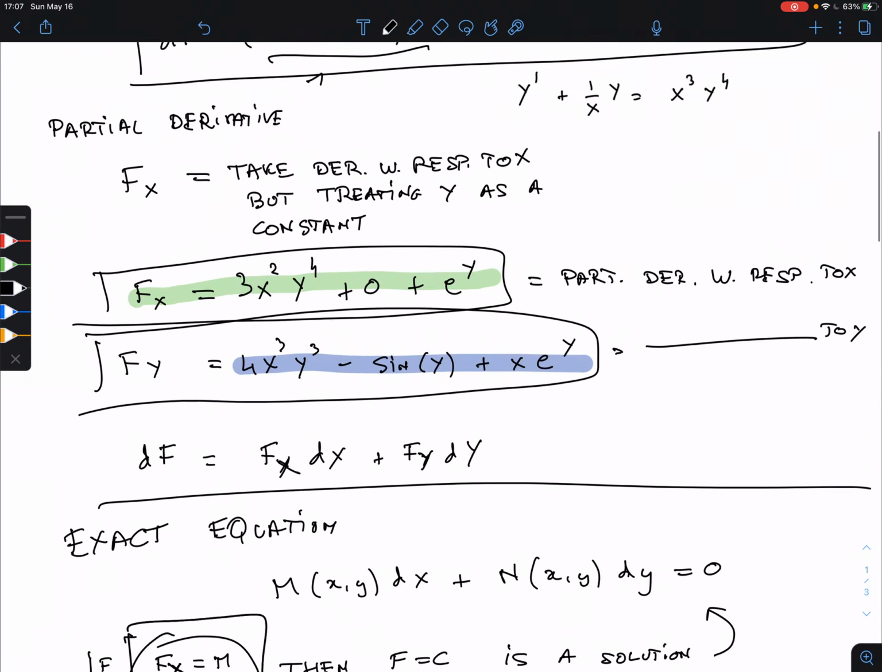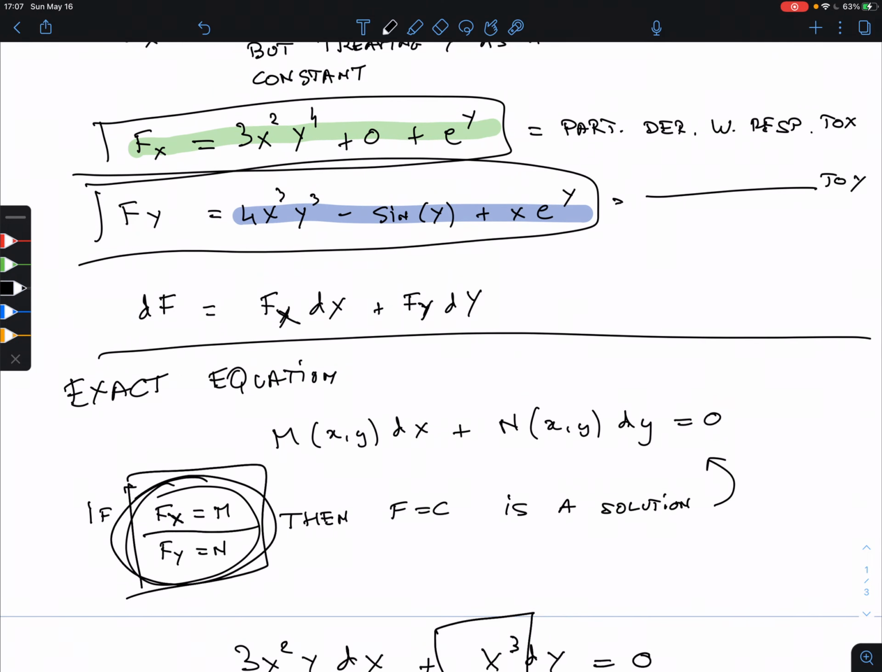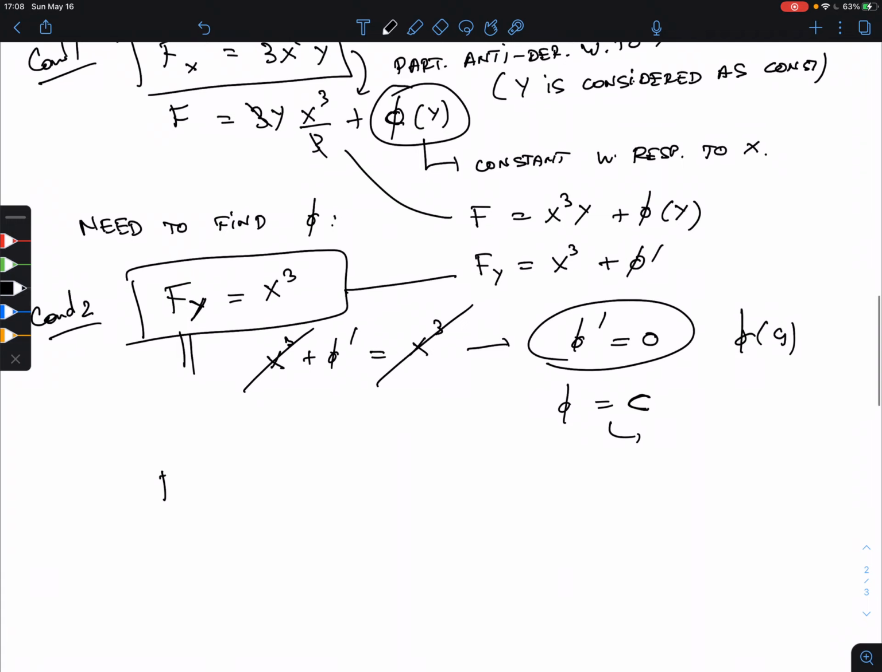Now, remember, what I'm looking for is a function f that satisfies this thing, and then any function of the form f equal to constant is a solution. So I need only one function, so I can take this equal to 0. This is now the final constant of integration, and I can take this to be 0. So my conclusion is that f equals x cubed y, f is x cubed y.